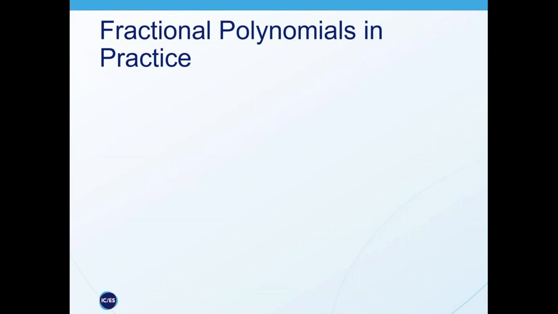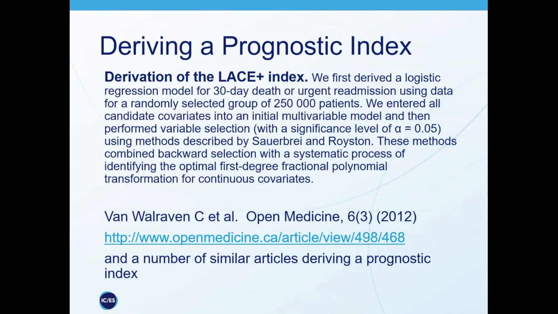Before we go on to the use of fractional polynomials in practice, I have 2 examples. The first one comes from some work that Carl van Walraven did. He's at ICES in Ottawa, and he has come up with a whole bunch of prognostic indices. This particular example is an index which predicts whether somebody is going to die within 30 days after, or have an urgent readmission within 30 days after, discharge from a hospital. You can tell from his abstract that he has used that horrible, horrible algorithm that I just showed you, which I said I was not going to go through in detail.